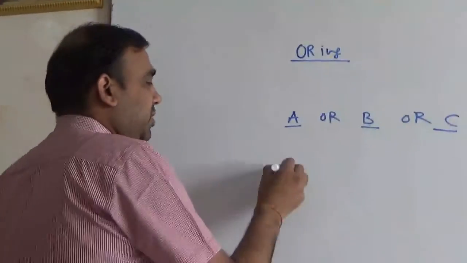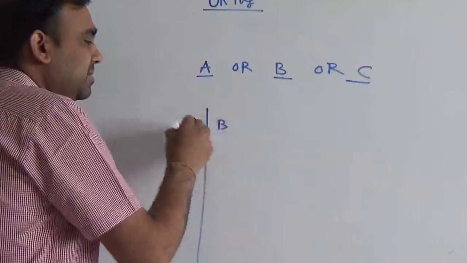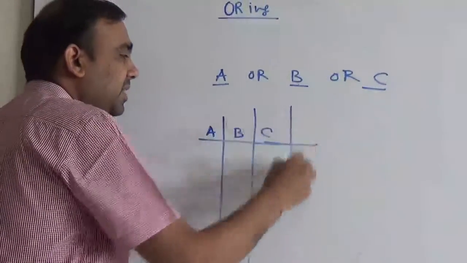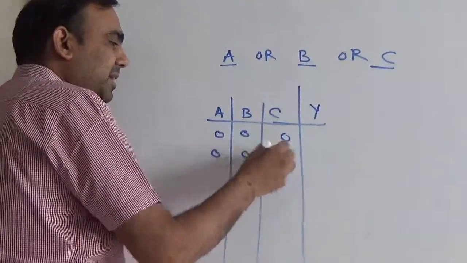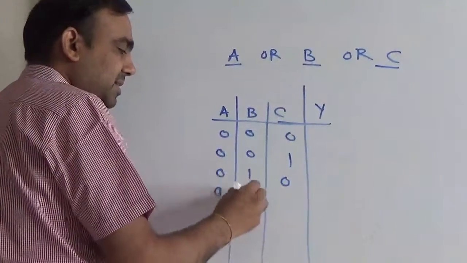Like this. So for this the truth table will be like this. Again we'll write down the truth table. Now the possibilities again, 8 possibilities are there as we discussed in the last case.